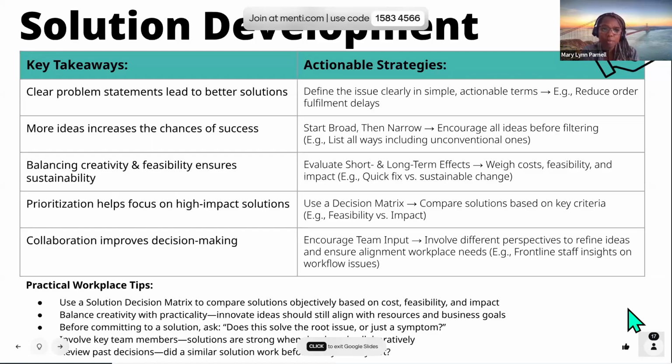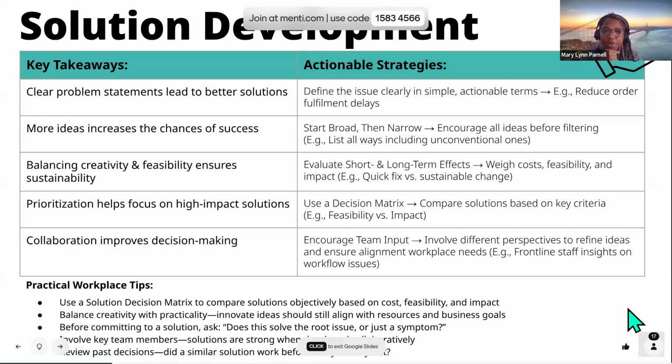Also, focusing on prioritizing helps focus on high impact solutions. And so, with that, we use a decision matrix. Remember, with the weighted average, which one was a really good solution, but also comparing the solutions based on key criteria. So what are the big hits? Do we want feasibility? Would you want impact? Do we want cost savings? Do we want an immediate fix? How do we decide between those different options?